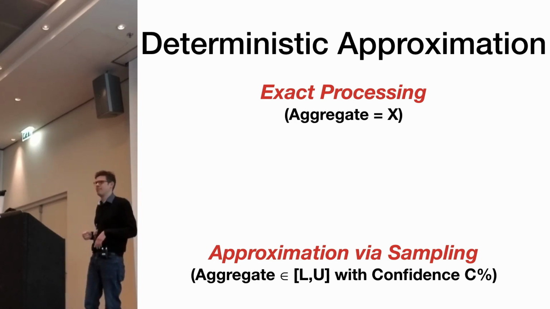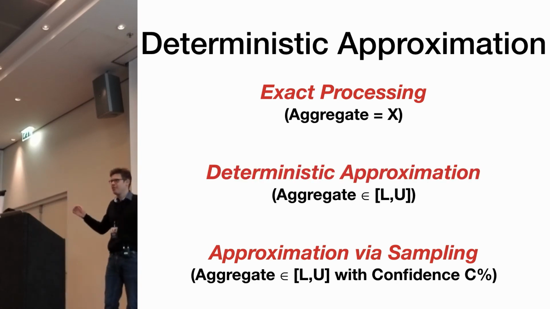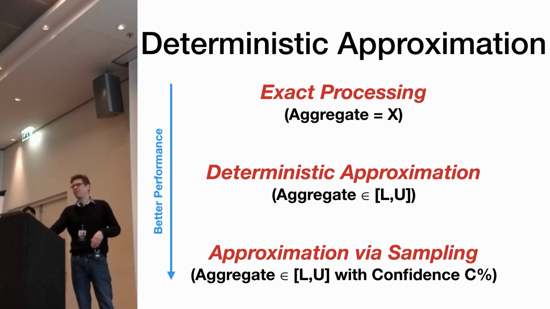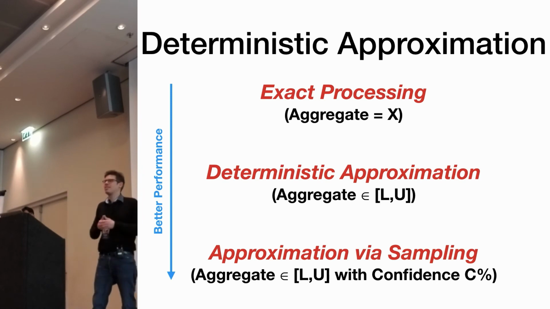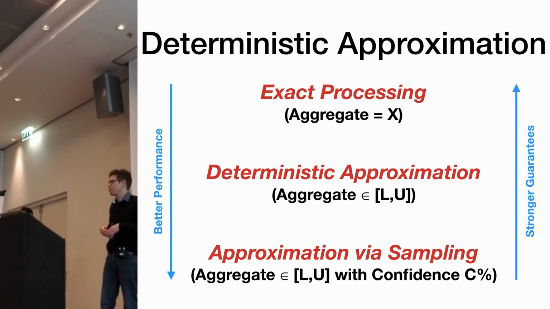a certain probability. And that has recently motivated deterministic approximation, where the goal is to generate deterministic bounds that are guaranteed to contain the true aggregation value. The hope is that we are still faster than exact processing, but we get better guarantees than the sampling.